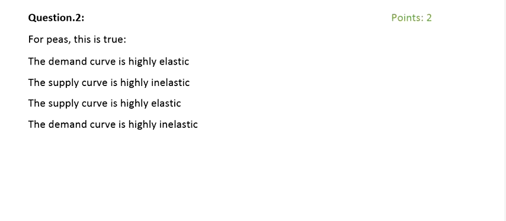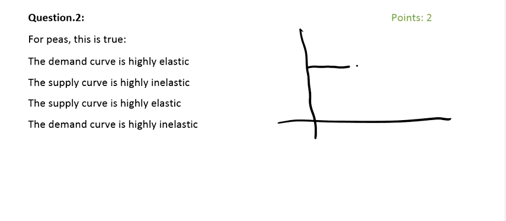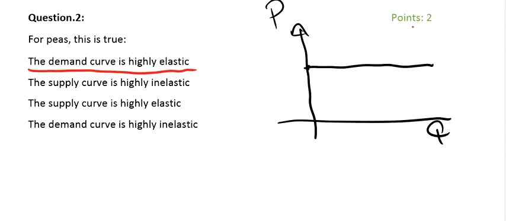Question number 2 is asking about the elasticity or inelasticity of the supply and demand curve for the peas. We know the supply curve, the demand curve for the peas are perfectly elastic. That's quantity, this is price. That means no tolerance in price change. If a price increases even by 1%, the demand will vanish. So the demand curve is highly elastic for peas. And 2 points for this question.